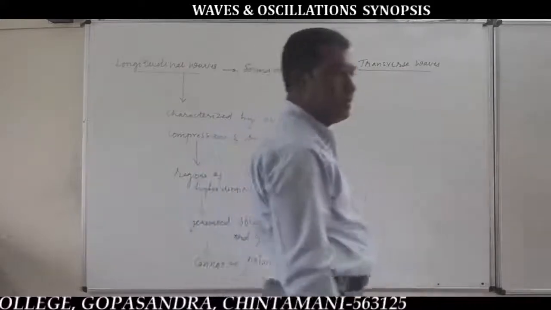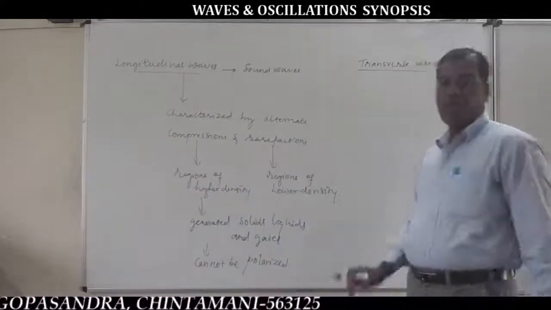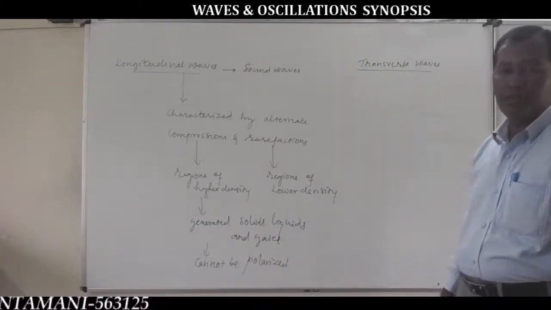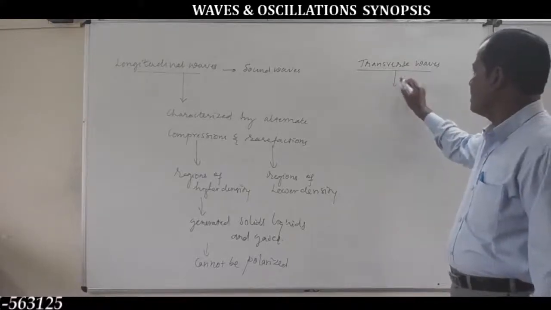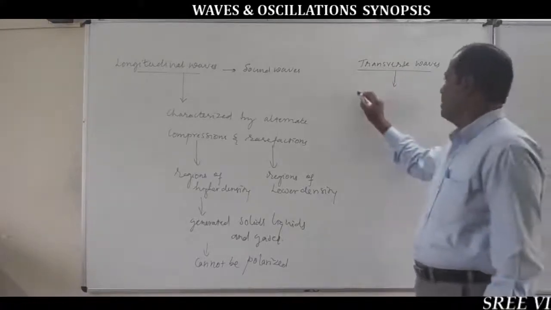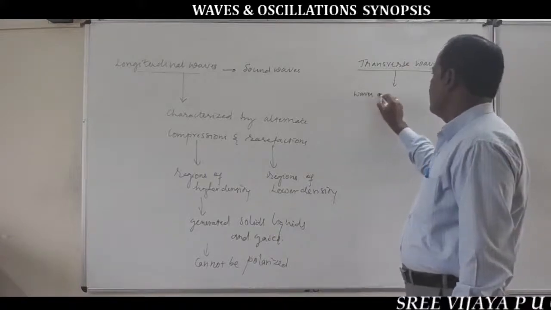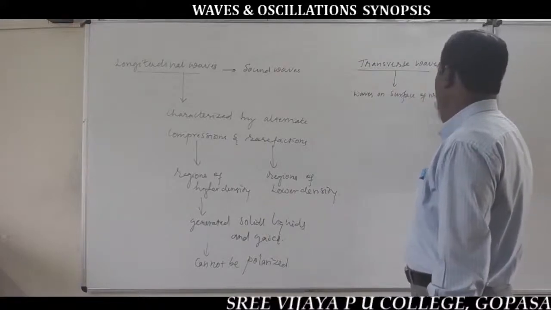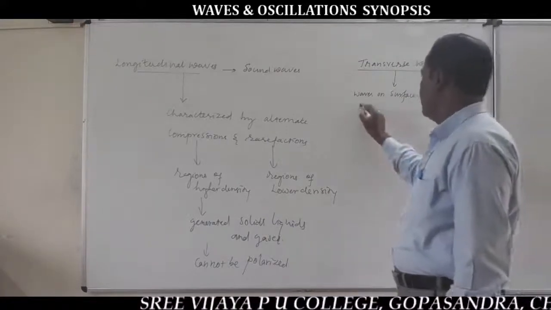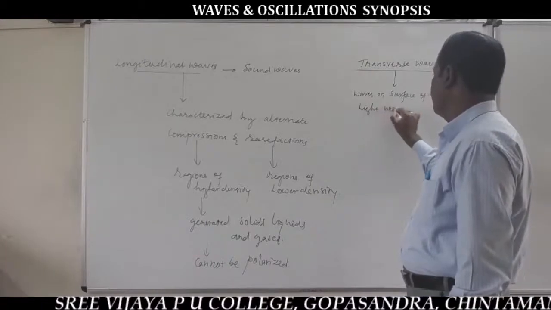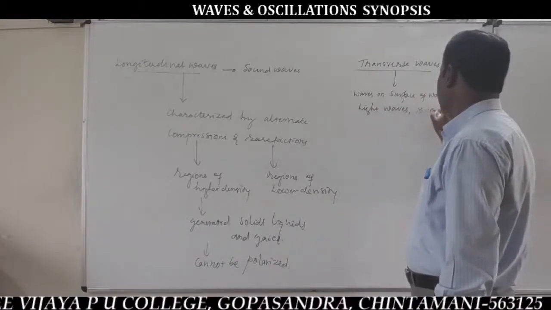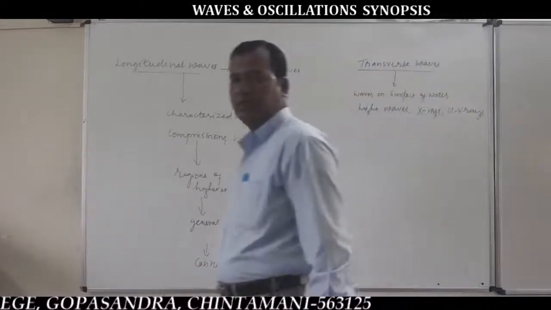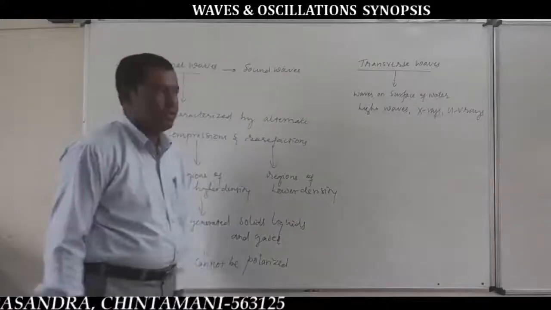Transverse waves. If the particles of the medium vibrate at right angles to the direction of propagation of the wave, such waves are called transverse waves. Waves on the surface of water are transverse waves. Light waves, X-rays, UV rays, all these are examples of transverse waves.